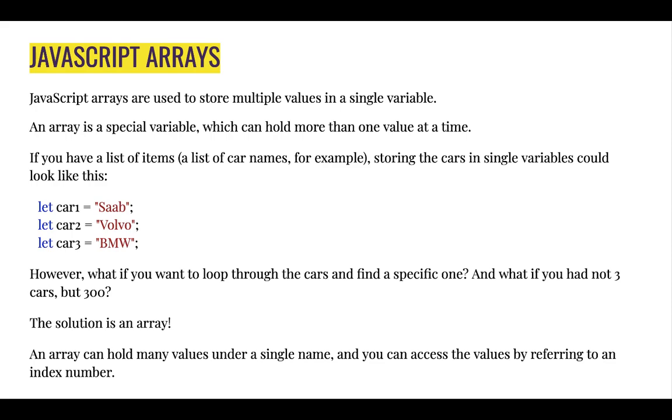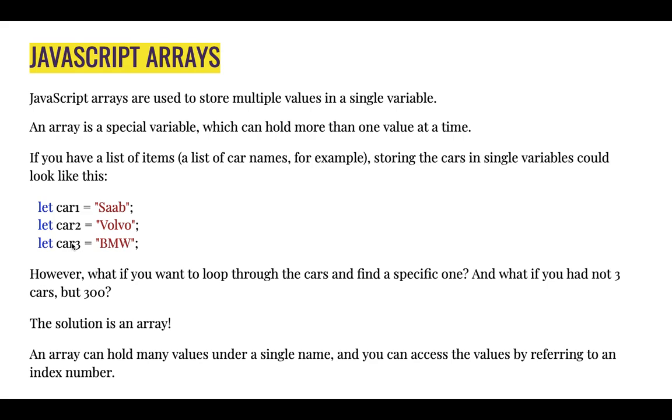JavaScript arrays are used to store multiple values in a single variable. An array is a special type of variable which can hold more than one value at a time using a single variable name. If you have a list of items, let's say a list of car names, storing the cars in single variables could look like this. You declare the first variable, you declare the second variable, you declare the third variable.